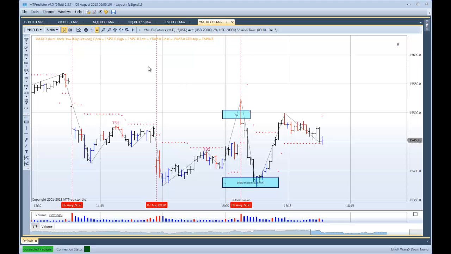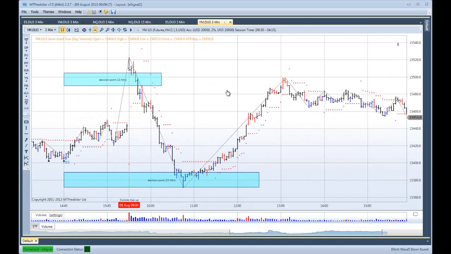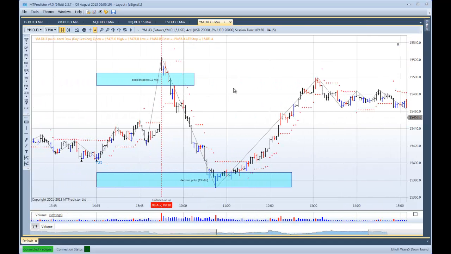If I look at the YM, and I now come down to the 3-minute chart, you can see here pretty much a similar position to the ES. The high here was just above this decision point support. We came down, here was the last swing. We came down through that, and that actually came onto our 15-minute support.